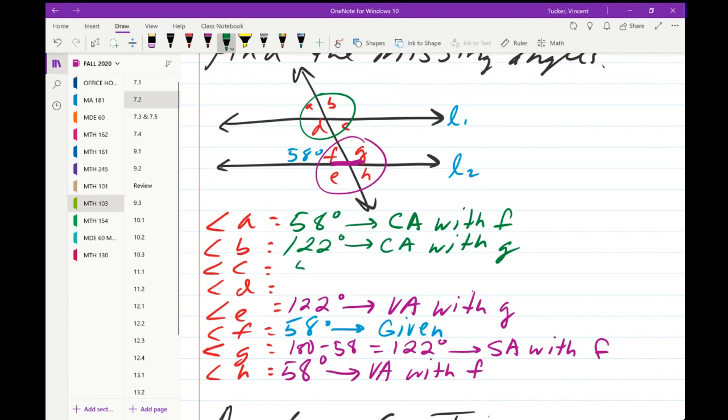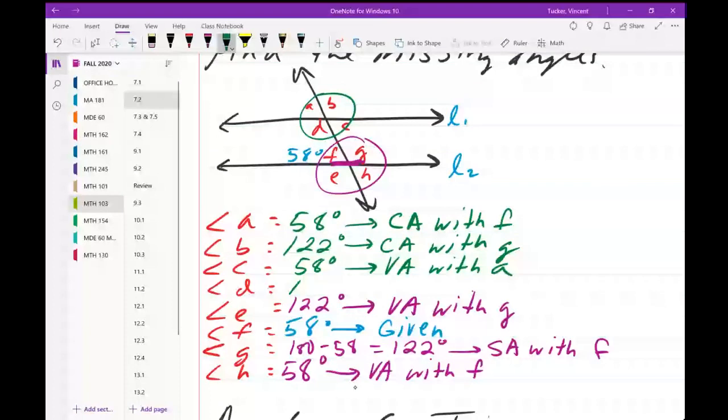Then C is 58 degrees. Once again, there are multiple ways to figure out what C is. I'll use vertical angle with A because it's opposite of A. And then D is 122. That's a vertical angle with B.